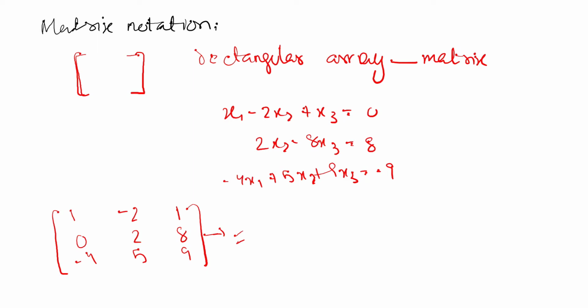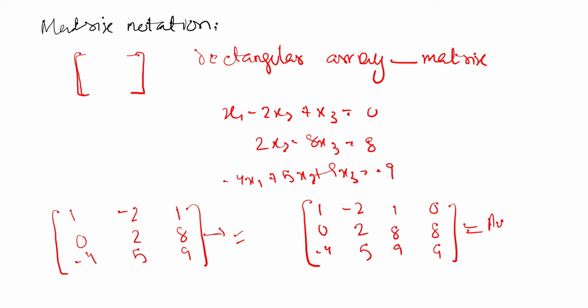If I write this matrix like this: 1, 0, minus 4, and minus 2, 2, 5, 1, 8, 9, these are just the coefficients. And if I write the constants also here: 0, 8, minus 9, this will be known as the augmented matrix. So you can write it there. This is how we write equations in matrix form and in augmented matrix form. Now this was a little introduction.